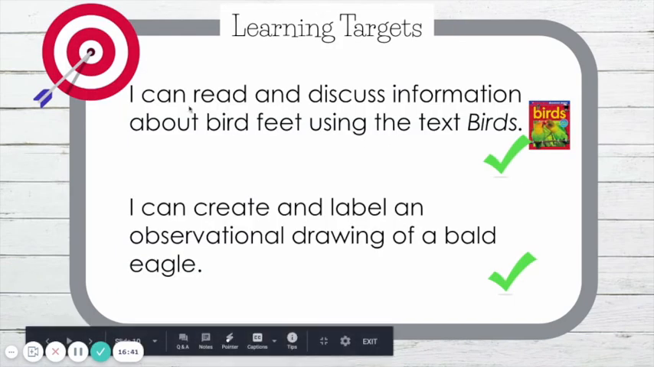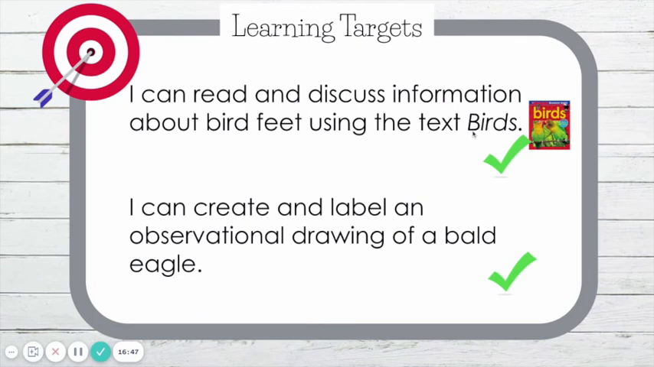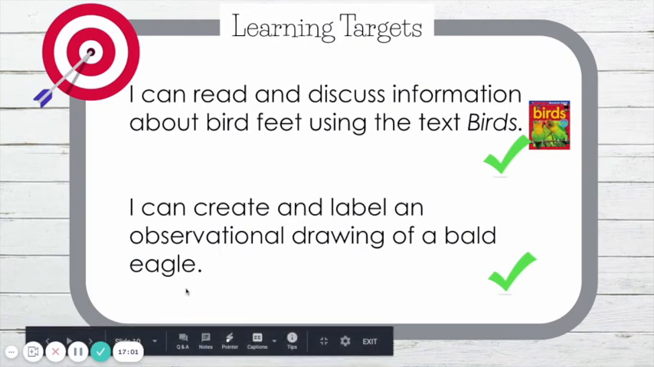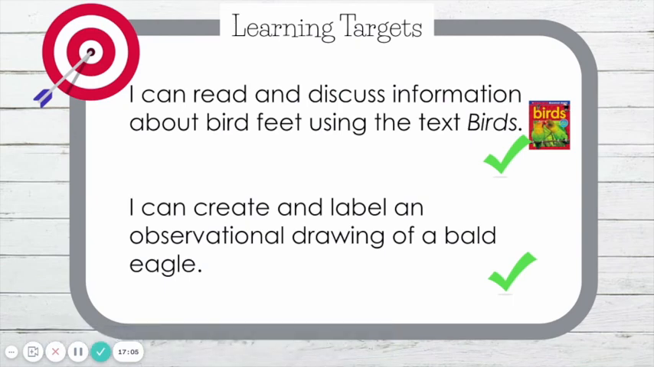Today's target said, I can read and discuss information about bird feet using the text Birds. We did just that. We were able to read the text. Then we had a discussion answering questions about feet. Our second learning target says, I can create and label an observational drawing of a bald eagle. And that's what you're going to finish doing in your independent work.